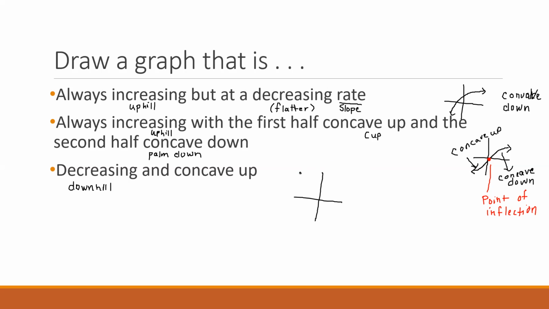So I'm going to start by going down very quickly, and then I'm going to start to slow. Don't want to go exactly horizontal, because that would be constant. So always decreasing, but it starts by dropping off quickly and then slows down. And so this gives us a concave up shape, or a cup shape, from the different directions.